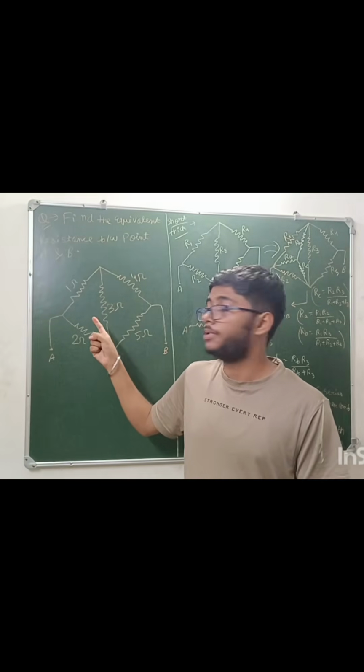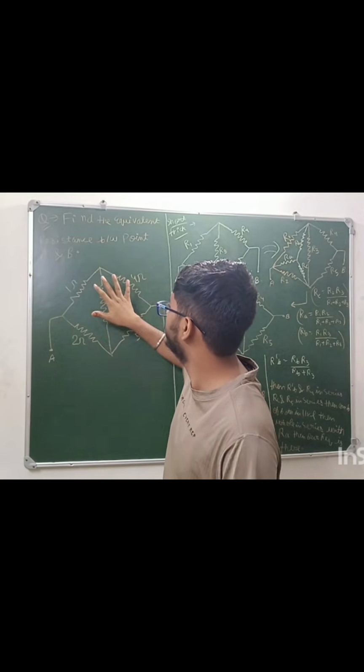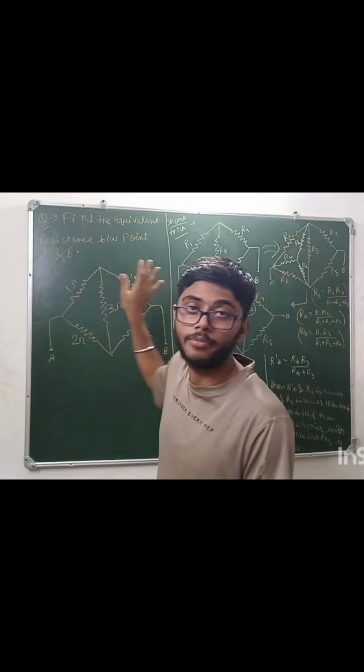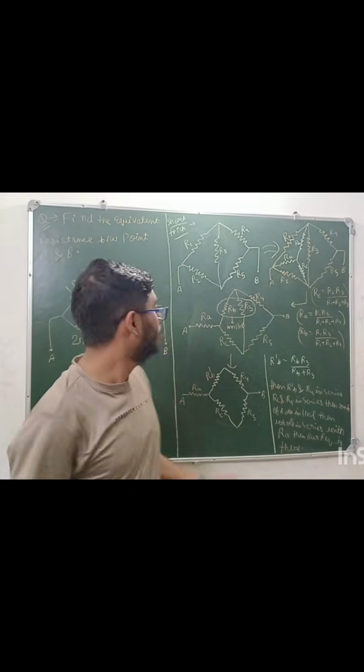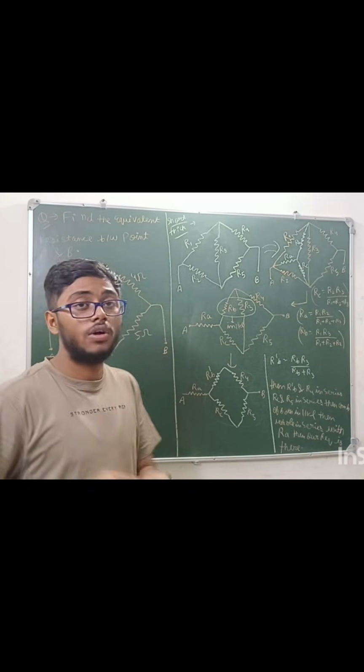In exam questions, students generally go for the longer approach. They apply KVL to the first mesh, to the other mesh, and to the outer mesh. But what if I tell you that instead of this longer approach, you can go with a very short trick? See, what is that short trick?